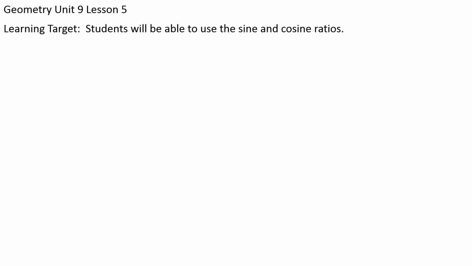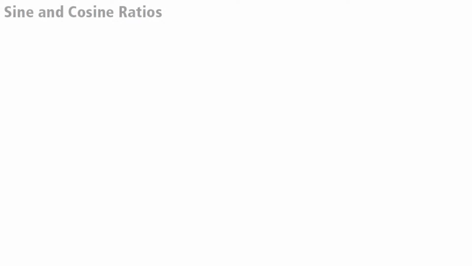Okay, in the previous lesson we were looking at the tangent ratio. We've got a couple more showing up today. We're going to have sine and cosine. Now with the tangent ratio, we only worked with the two legs. With sine and cosine, we also have to work with the hypotenuse.